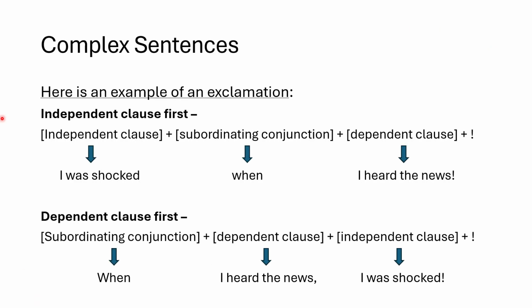Here is an example of an exclamation as a complex sentence. Independent clause first. Independent clause: I was shocked, plus subordinating conjunction: when, plus dependent clause: I heard the news. I was shocked when I heard the news.